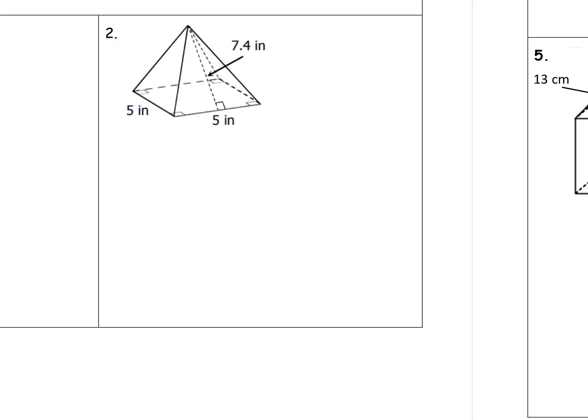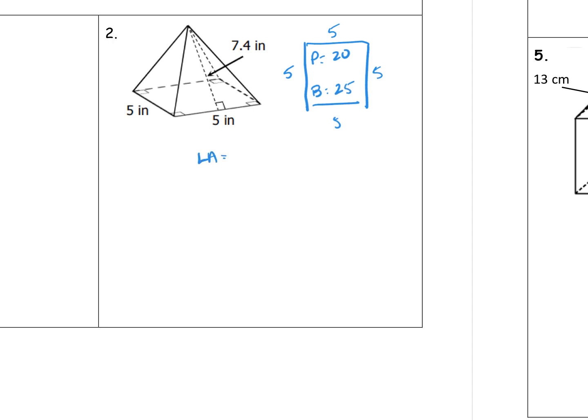Okay, let's try another one. Let's look at number 2. So number 2, we start off by drawing out our base like we have been doing. That is a 5 by 5 by 5. Perimeter and area is our next step. So perimeter, just add up those 4 sides, so you should get 20. Area of the base is 5 times 5, so 25, and then we just plug it in.